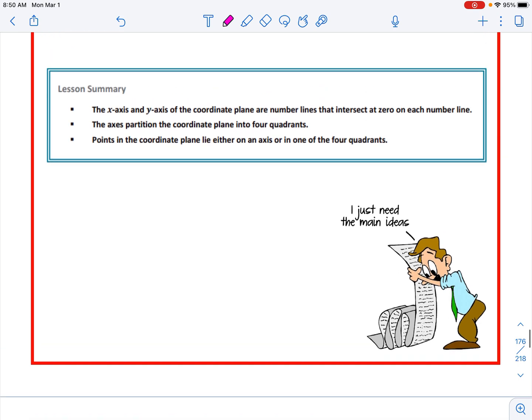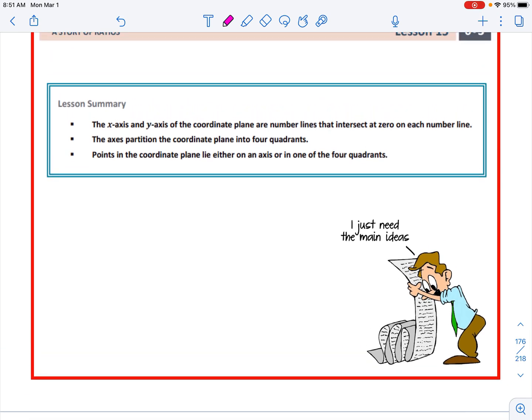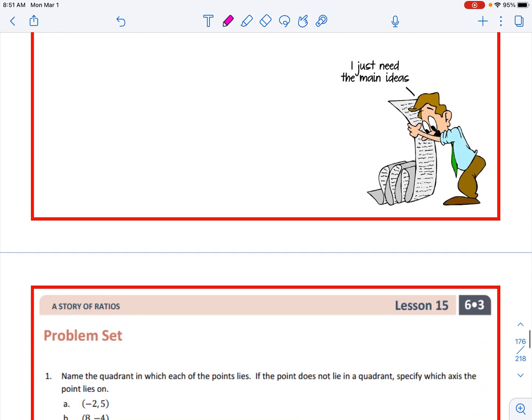Okay, guys? The lesson summary tells us the x and y axis of the coordinate plane are number lines that intersect at 0 on each number line. The axes partition the coordinate plane into 4 quadrants. Points in the coordinate plane lie either on the axes or in one of the 4 quadrants.